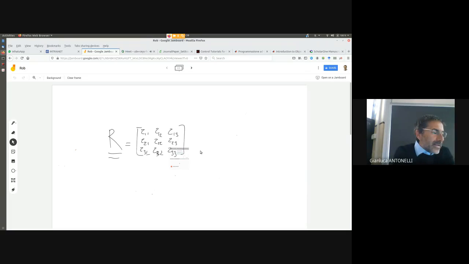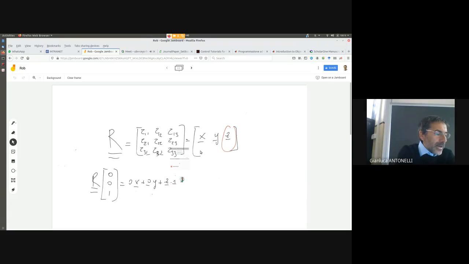We know that this is X, Y, and Z of the second frame with respect to the first. If I want to isolate this one, I want to extract the third column. Mathematically, what I have to do is to multiply R by the vector 0, 0, 1. In that case, the result is 0 times X plus 0 times Y plus 1 multiplied by Z.